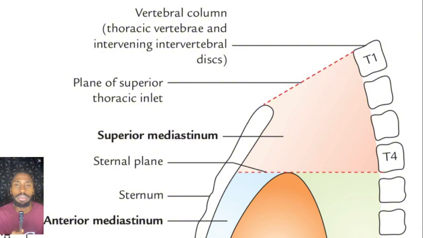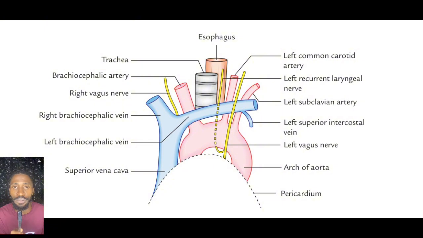So the last one is the content of the superior mediastinum. So what can we find in the superior mediastinum? The superior mediastinum only contains the nerves and great vessels. The nerves and great vessels.